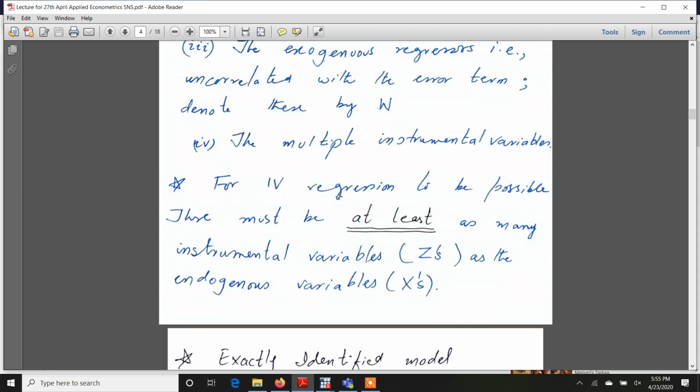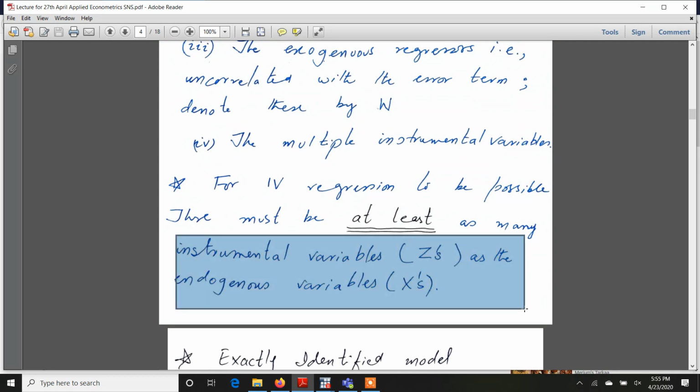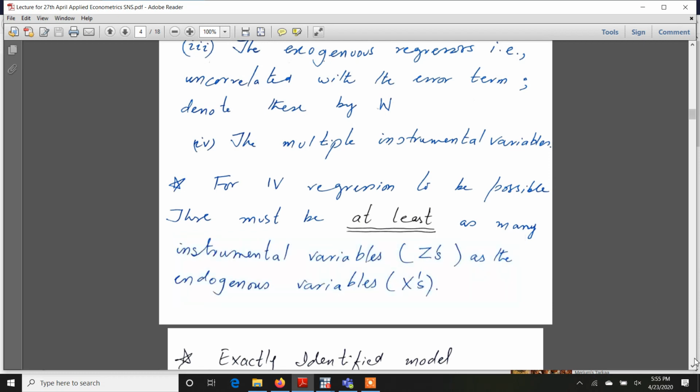So for instrumental variable regression to be possible, there must be at least as many instrumental variables as endogenous variables, right? What does that mean? If the problem of endogeneity is, let's say, in 2 variables, then you should have at least 2 instrumental variables. You can have more, but that's the minimum, right? Like if you have 3 endogenous variables, you must have a minimum of 3 instrumental variables, right?